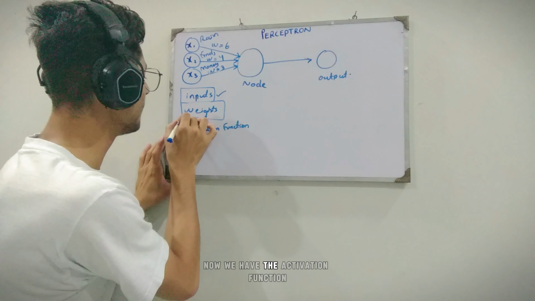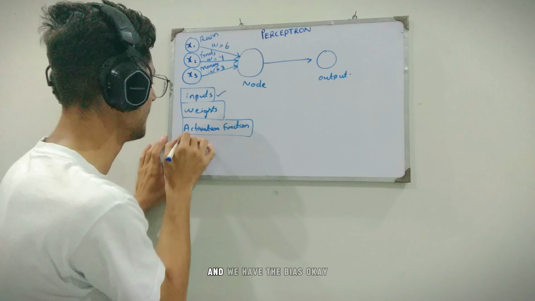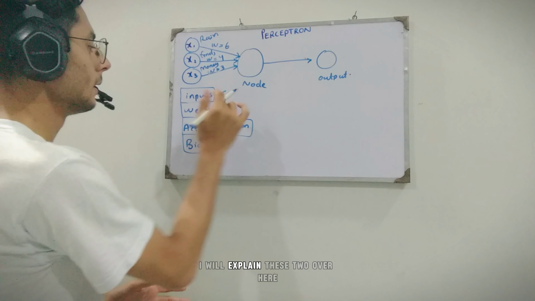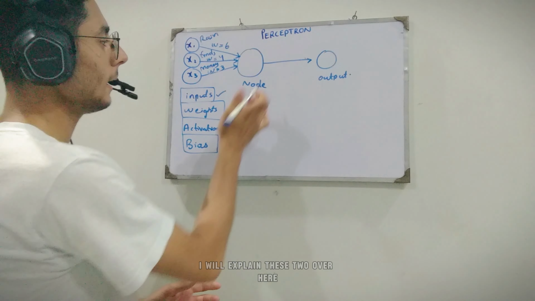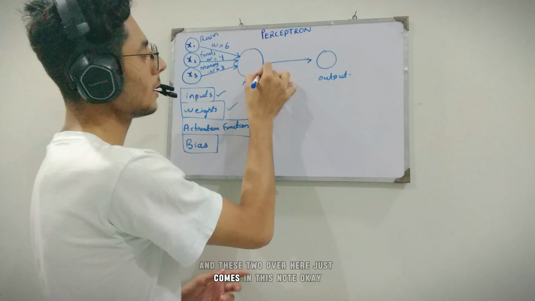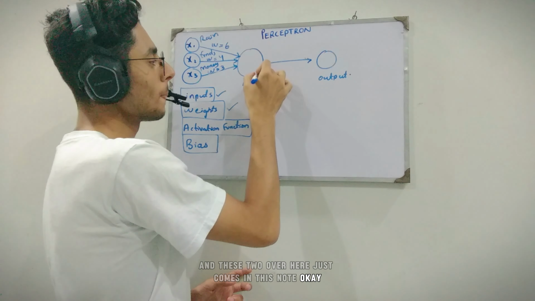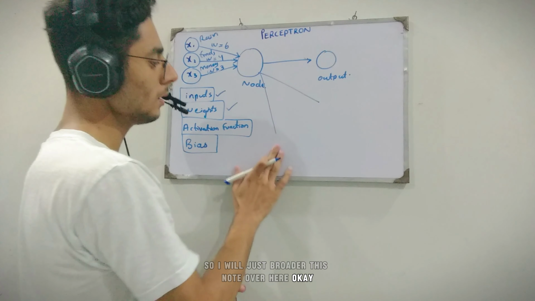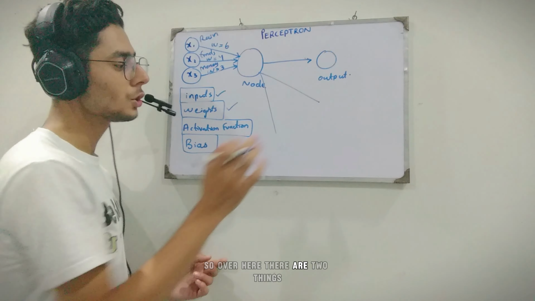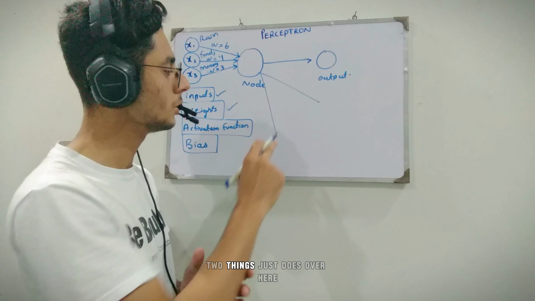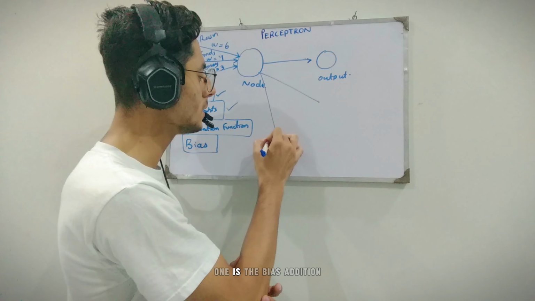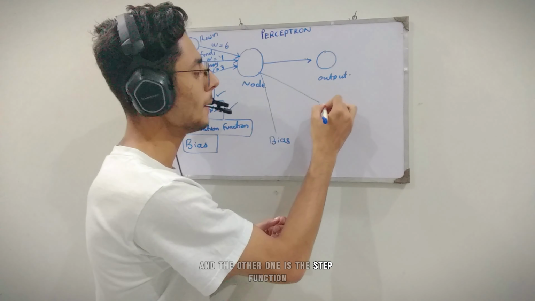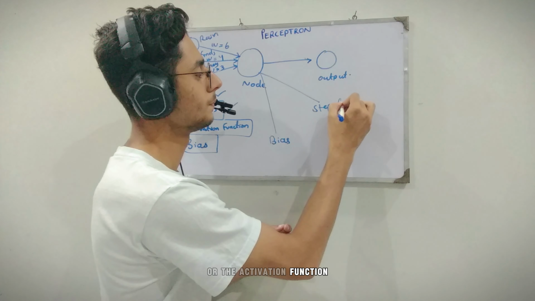Now we have the activation function, and we have the bias. I will explain these two over here, and they come in this node. So I will broaden this node over here. Over here, two things happen: one is the bias addition, and the other one is the step function, or the activation function.